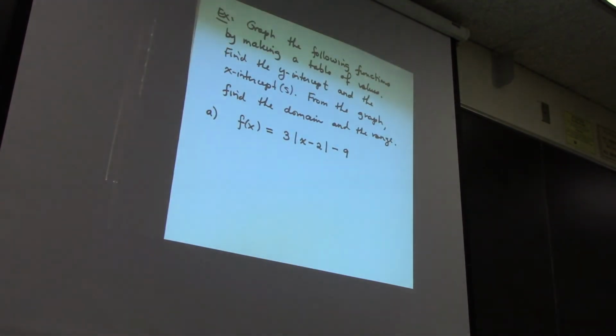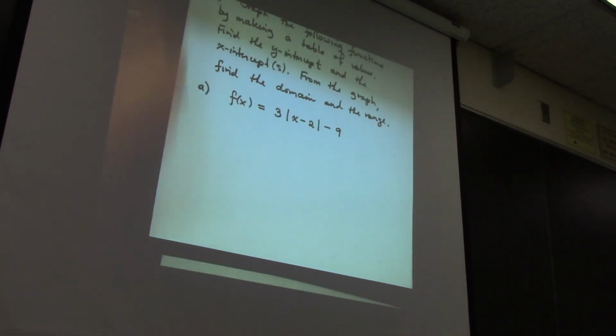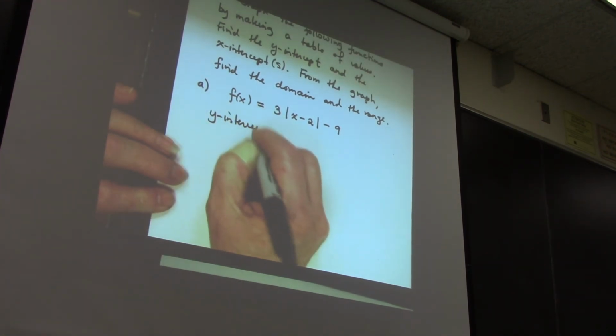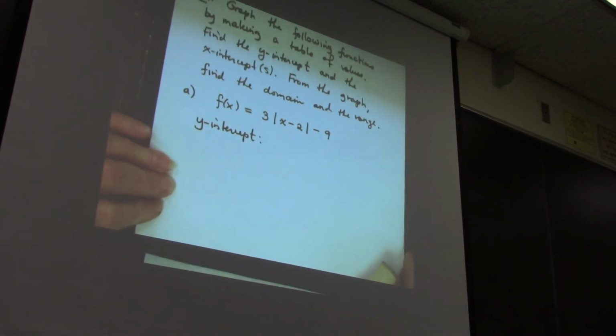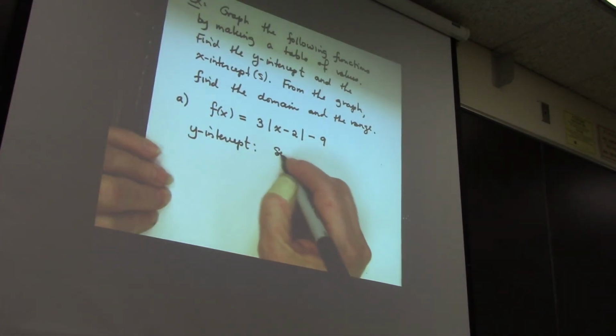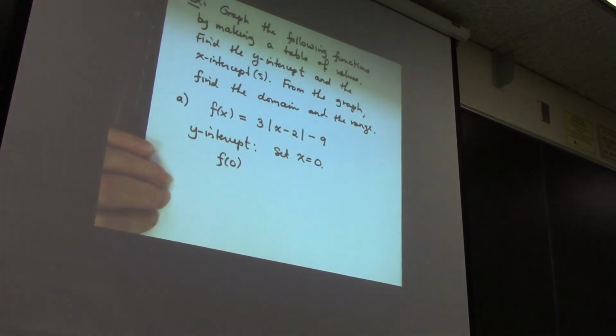Okay, so f of x equals 3 times the absolute value of x minus 2 minus 9. Okay? Now, I'm going to make a table of values at some point. Okay? But let's just find our y-intercept and our x-intercept, or x-intercepts. How do I find a y-intercept for any function whatsoever? Right, set x to 0, or in function notation, I can say f of 0.